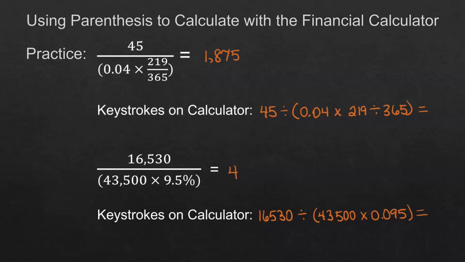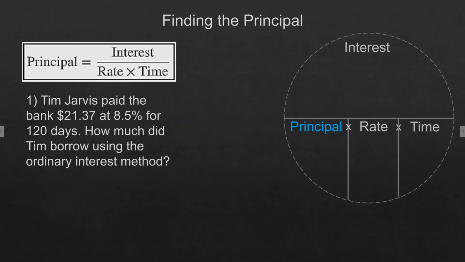Okay, good practice. And now let's put that into practice as we work through these examples. This first question, we're going to work it 3 different ways. So we're going to find all the missing parts, well, I guess except the interest, and show you how to use the formula and our circle. The circle helps you know what to divide and what to multiply, and I think that is very valuable. So I'm hoping that you will practice with the circle.